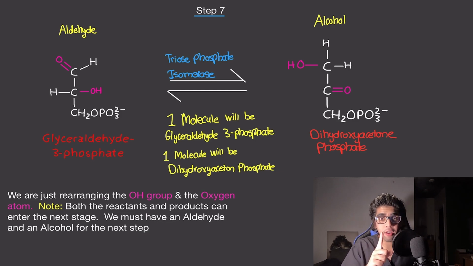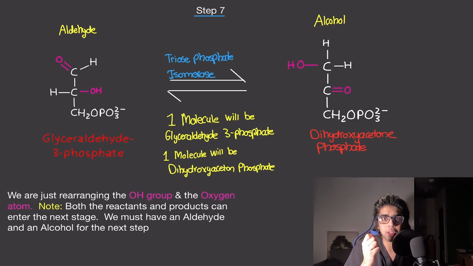We're going to take one of those molecules, and we're going to use the enzyme triose phosphate isomerase. What this enzyme is going to do is convert one of those aldehydes that we have, the glyceraldehyde 3-phosphate, into an alcohol. And this alcohol will be called dihydroxyacetone phosphate. So now at the end of this, we're going to have 1 molecule of dihydroxyacetone phosphate, which is the alcohol. And then the other molecule will stay the same as glyceraldehyde 3-phosphate, which is the aldehyde.